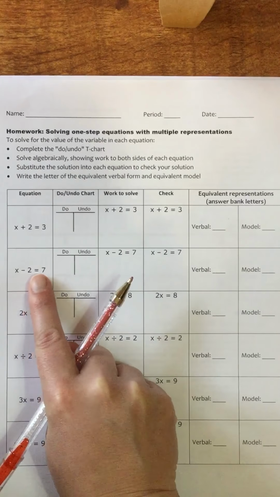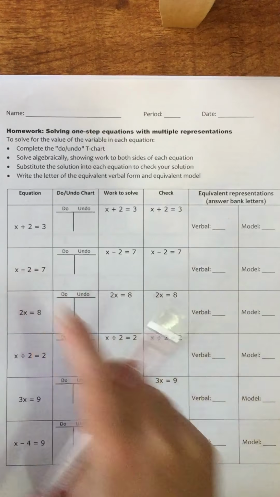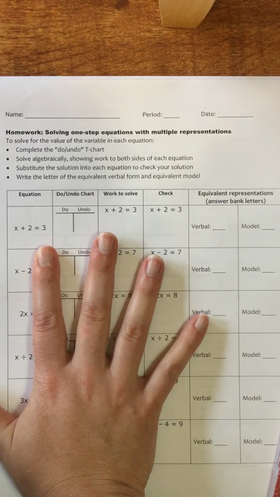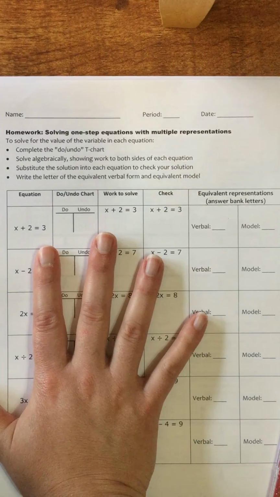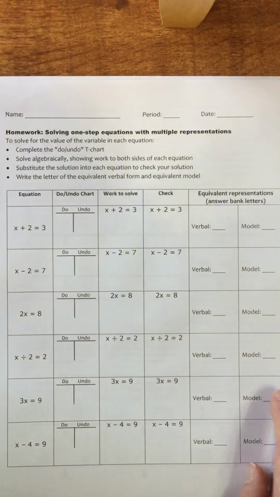X minus 2 is equal to 7. First, you want to identify what you are doing to the variable. And I usually will cover up the part of the equation where the variable is not. I'm only focused on the left-hand side here. So I'm running through my head and I'm thinking, am I adding with x? Am I subtracting with x? Multiplying, dividing, so on. And I see that I'm subtracting from x, subtracting 2 to be more specific.